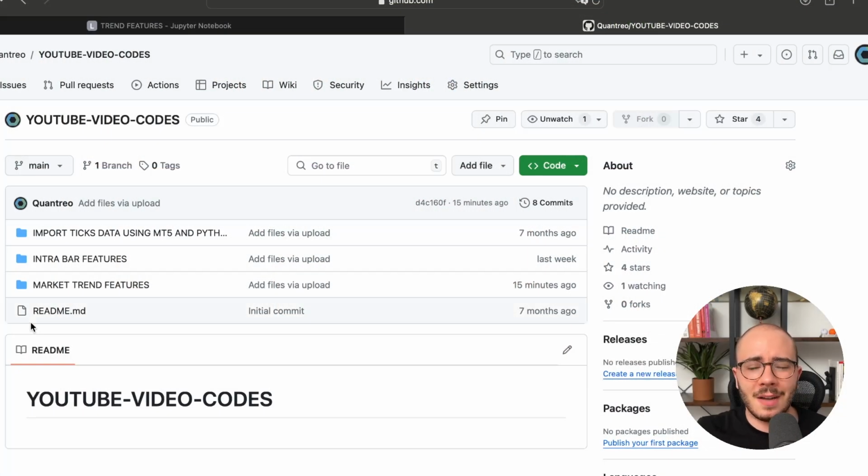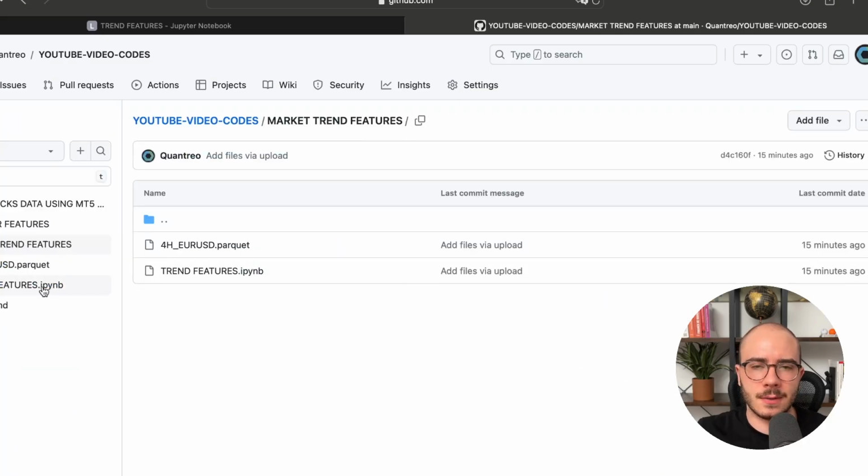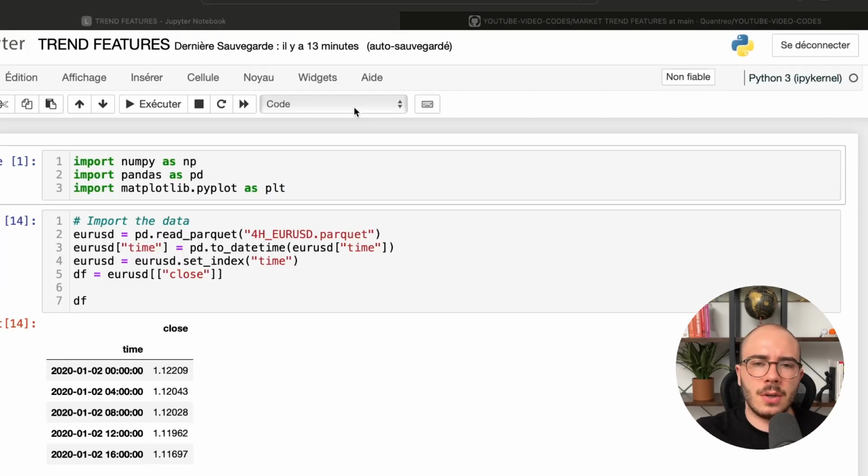The goal of this video will be to create a feature that will help us detect the trend, so the slope of the price of an asset. To have access to the code of this video, you just have to go to the market trend features, and you will have two files, one notebook and one dataset, to be able to apply our features on some prices to have an idea about what we are doing. So it will be pretty simple.